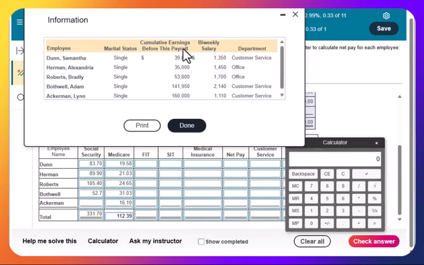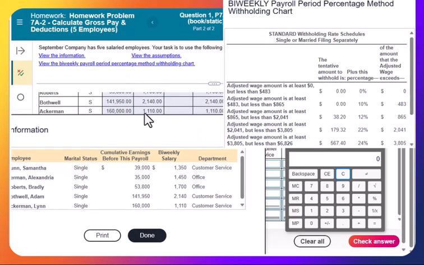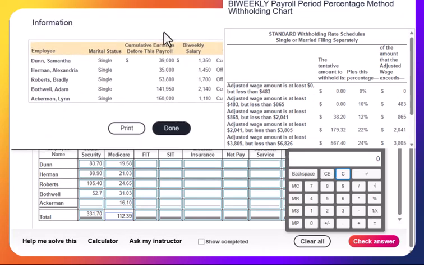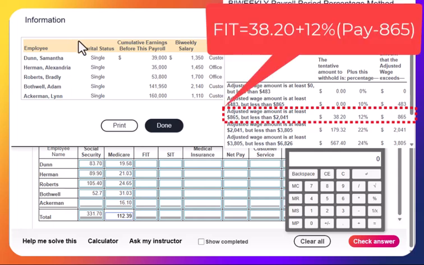So now we're going to go ahead and move on to the federal income tax deduction here for each of these employees. Remember, the federal income tax we'll be able to look up on our withholding table that is included back here for the biweekly payroll period for these single employees. We're going to start by looking at Samantha's biweekly salary here of $1350, and then we're going to go down on our table and find that it falls between that third row of the adjusted wage amount is at least $865, less than $2,041. So we're going to go ahead and do some calculating here.